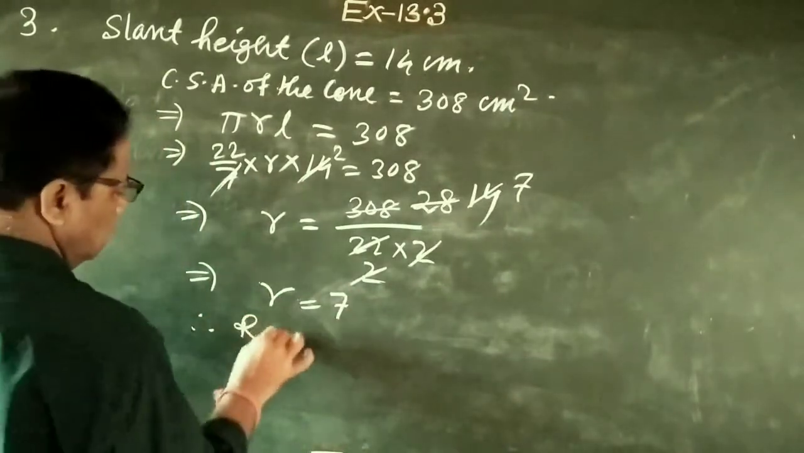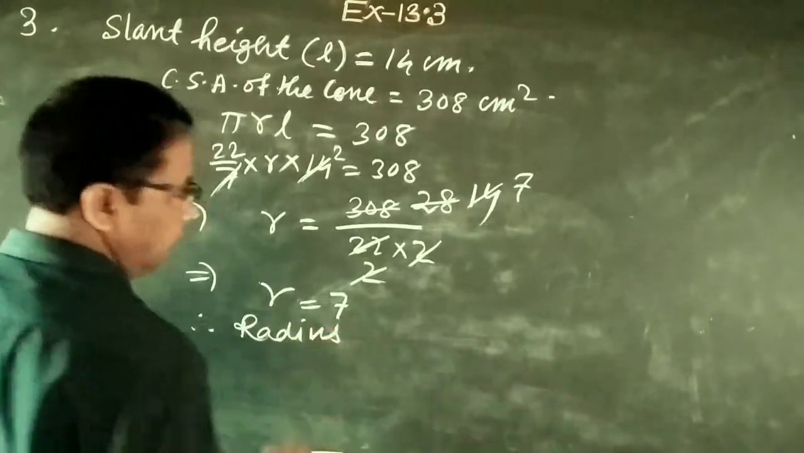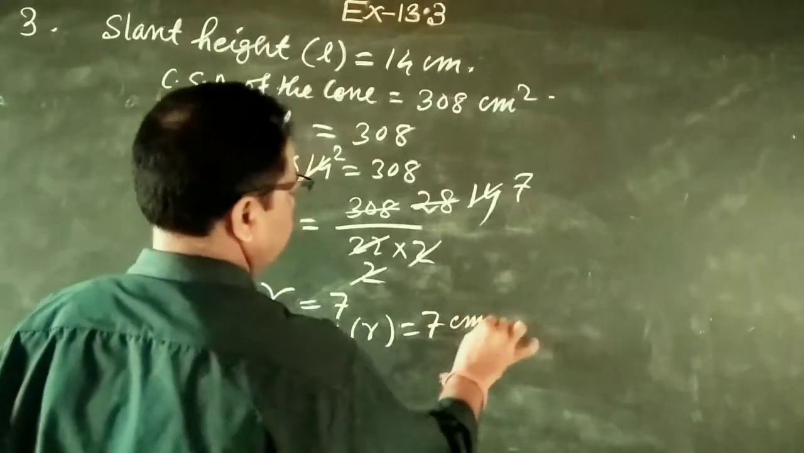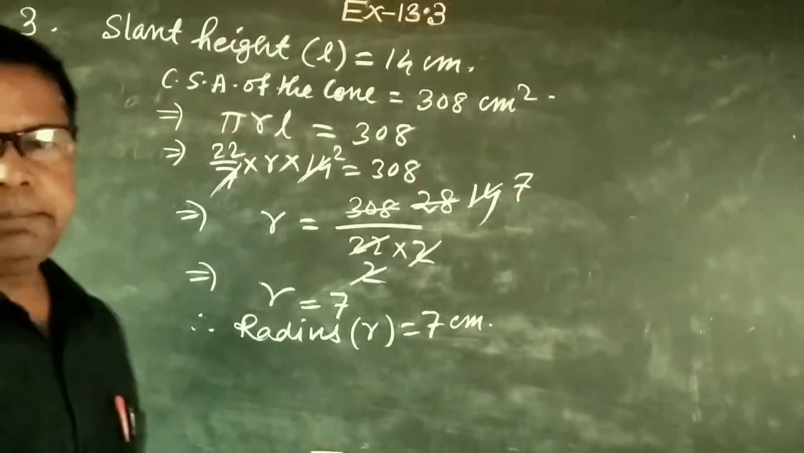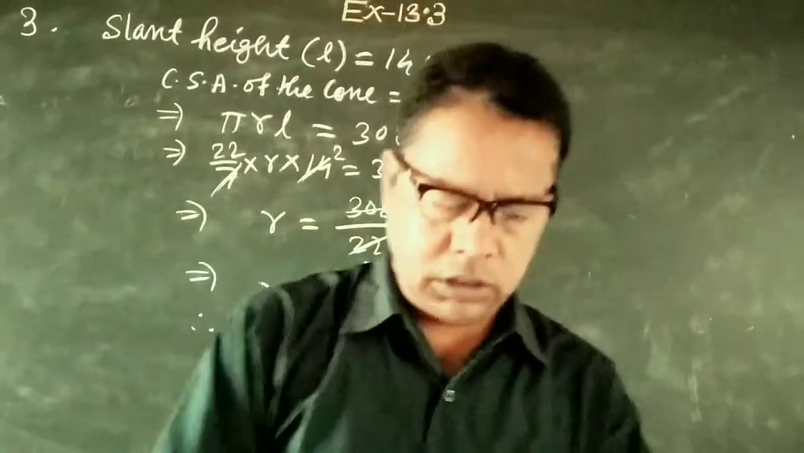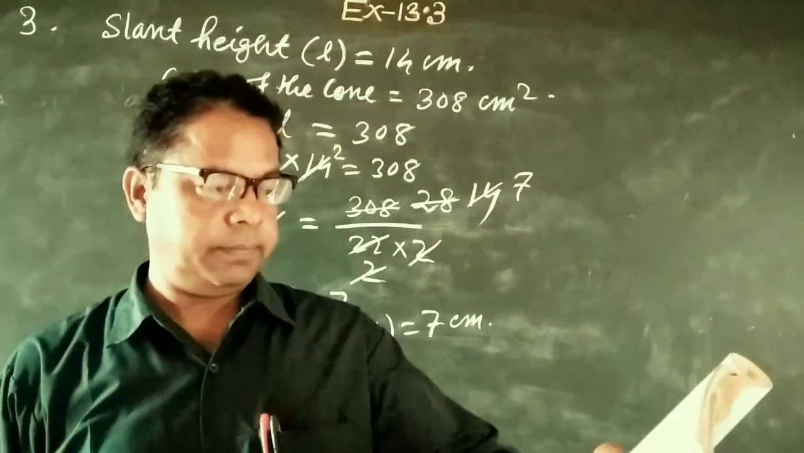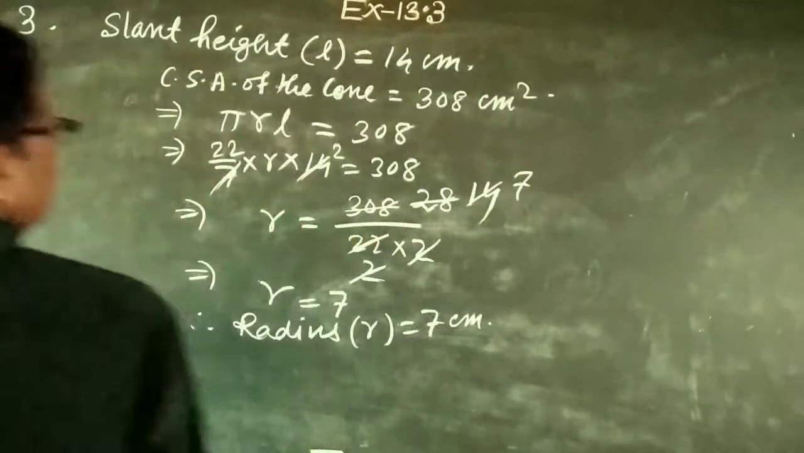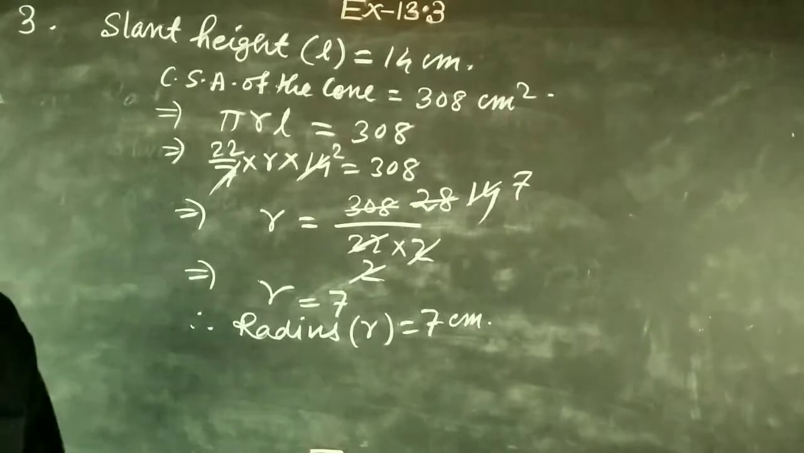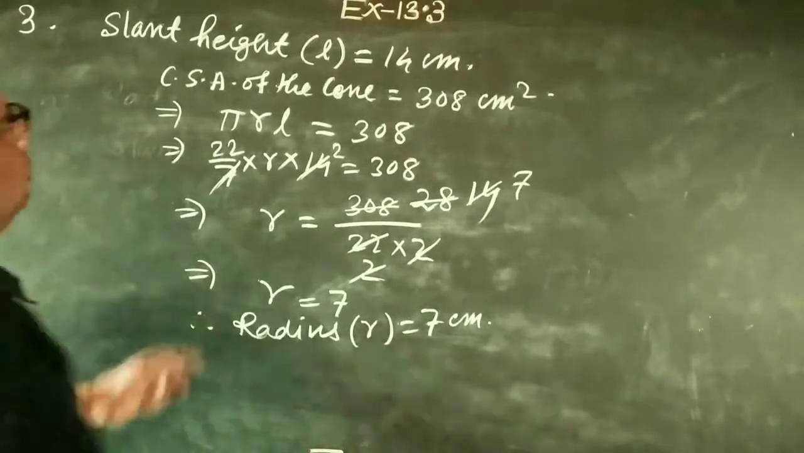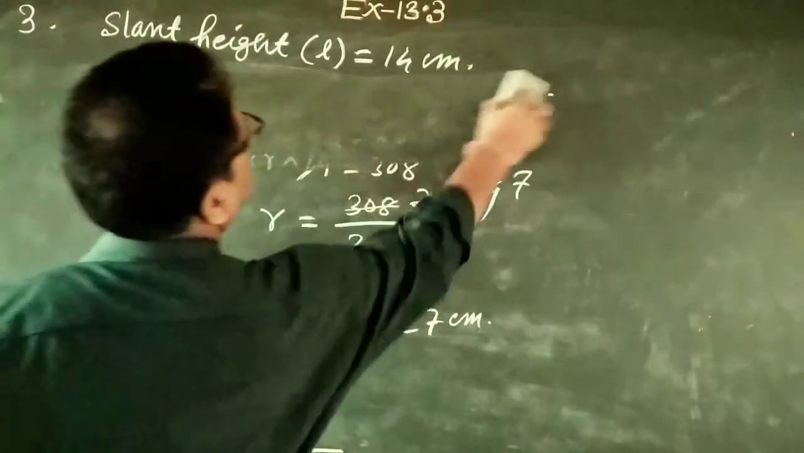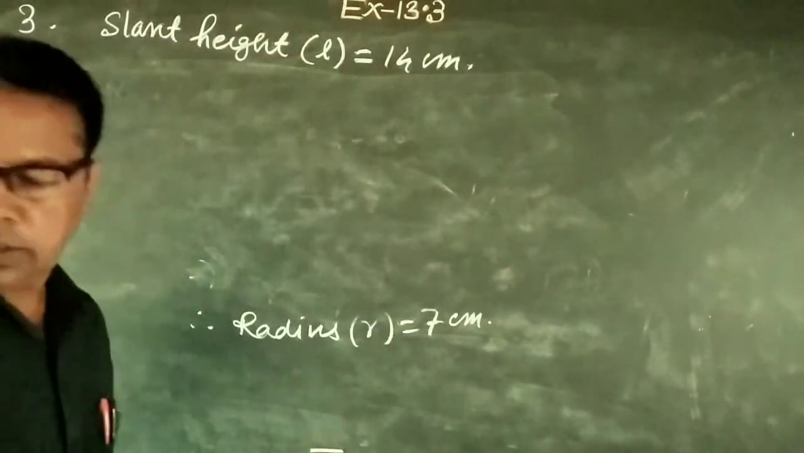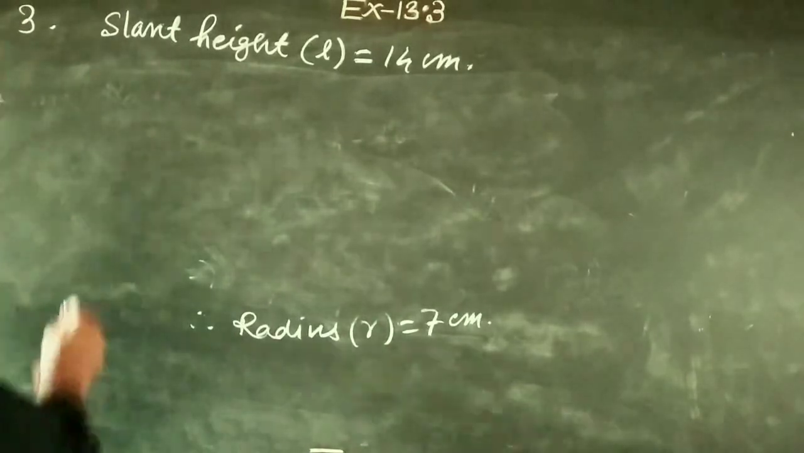Therefore the radius of the base r is 7 centimeter. This is one of the answers. Now for the second part, we need to find the total surface area also. TSA of the cone is pi r (r plus L). This formula we have to learn.